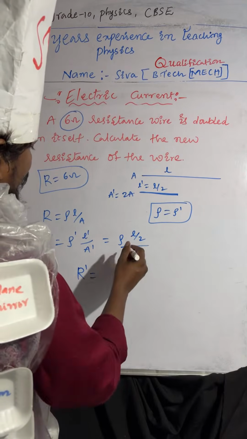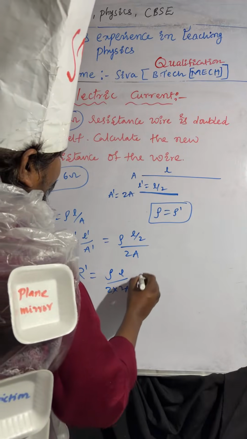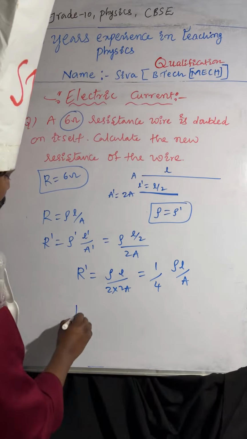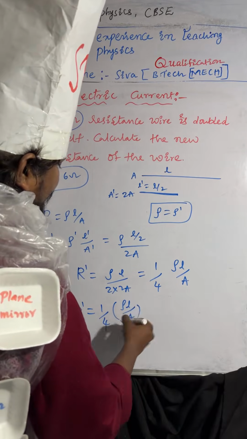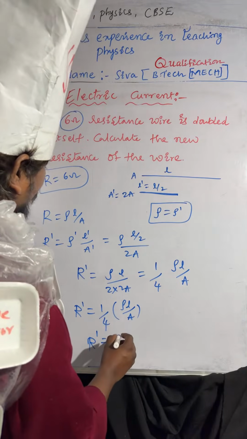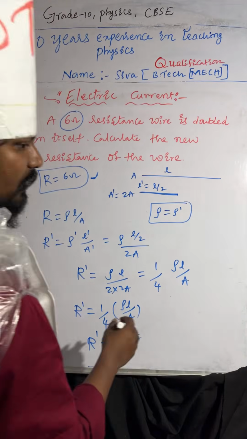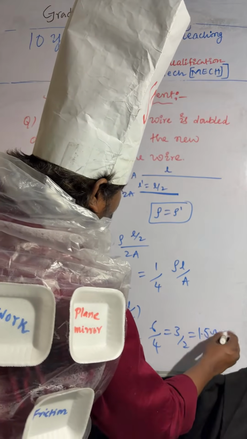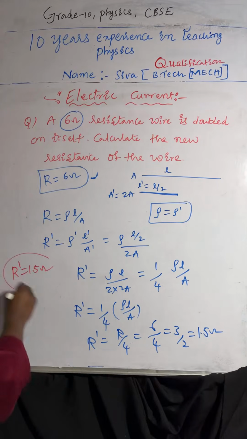So R dash equal to rho dash into L dash by A dash. Here you can take rho into L by 2 into 2A, then you are getting 1 by 4 rho L by A. So R dash equal to 1 by 4 into rho L by A, that is R. So R dash equal to R by 4. R equal to how much? 6 ohm. So 6 by 4, 3 by 2, that is 1.5 ohm. So R dash equal to 1.5 ohm. Check once, is it correct or not? So this is the answer.